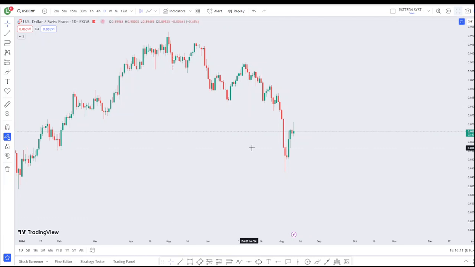Now, looking at the daily time frame of USD Swiss franc, you agree with me that the structure is bearish, whereby the price went from lower low, lower high, then swing lower low. Now we're expecting a swing lower high for the continuation of this bearish movement.